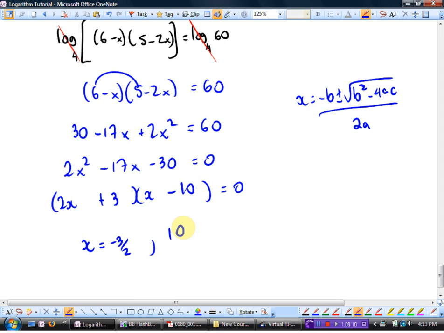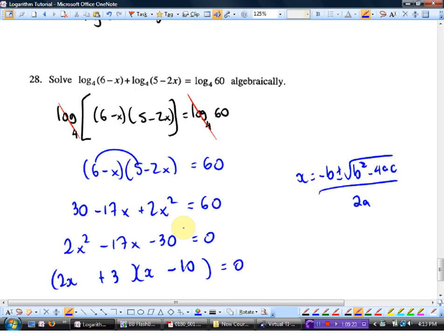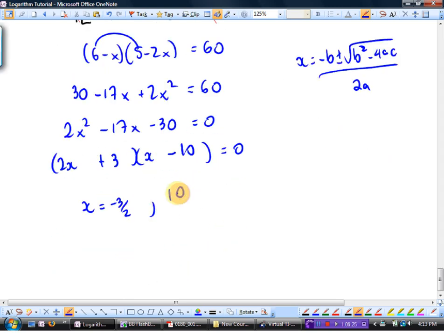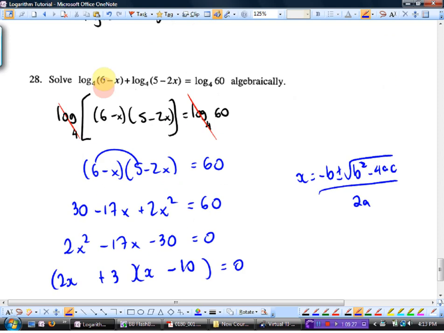If you stop right now, you've just lost a half mark. Why? You have to check for extraneous roots, right? If I go back to my original equation, this 10 right here, what's 6 take away 10? It's not 4. Sorry, negative 4. Can I take the log of a negative number? No.